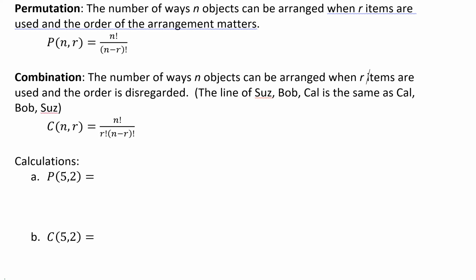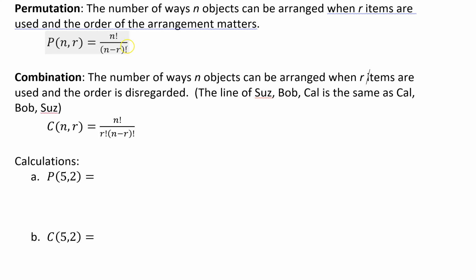Permutation is the number of ways n objects can be arranged when r items are used and the order of the arrangement matters. So the notation is P for permutation, parenthesis, n is the total number of items available, comma, r is the number of items actually being put into an arrangement, and this equals the calculation of n factorial over the quantity n minus r factorial.